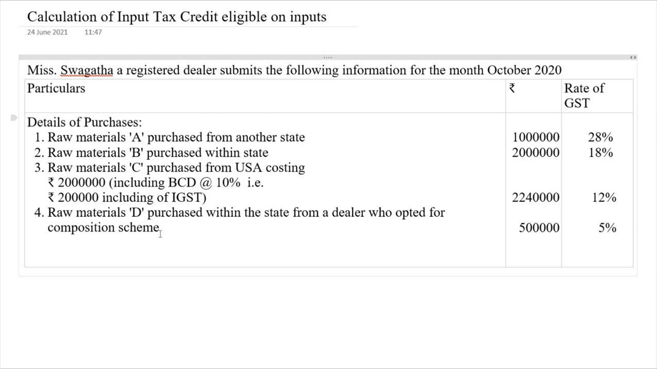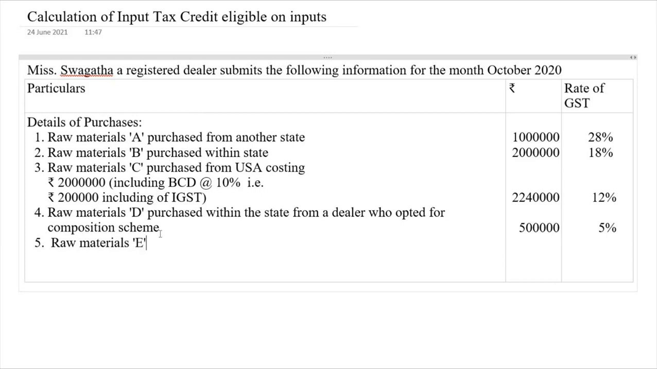Then number 5, raw materials E purchased from SEZ in Bangalore, so the amount here is rupees 10 lakhs. The rate of GST is 0%.